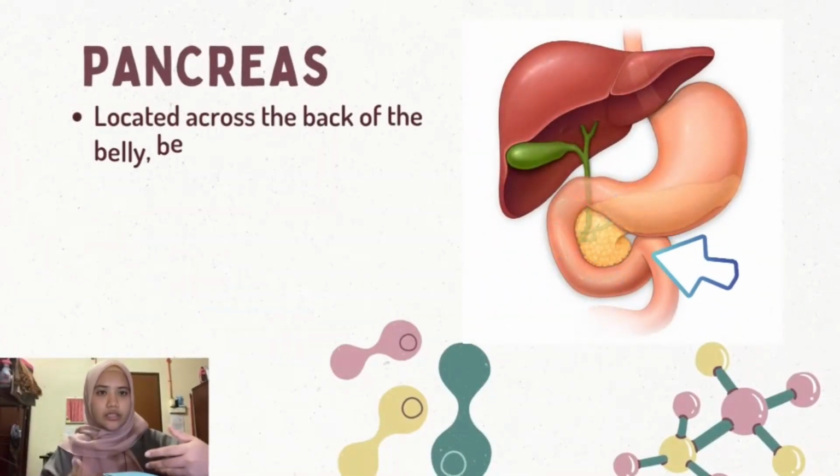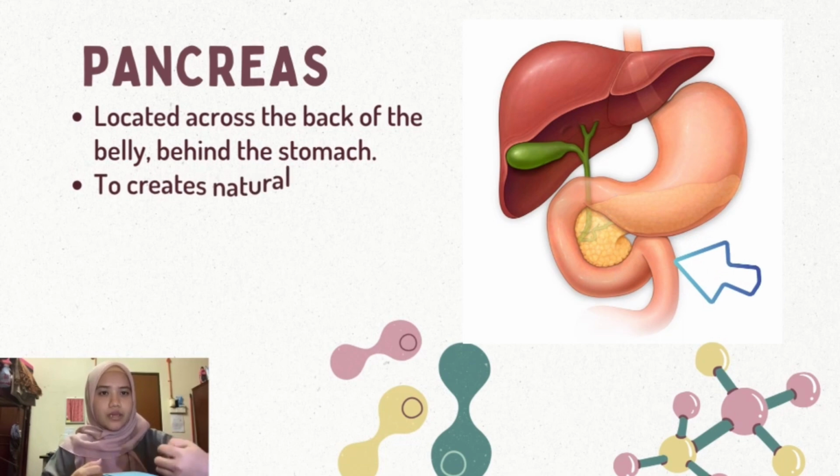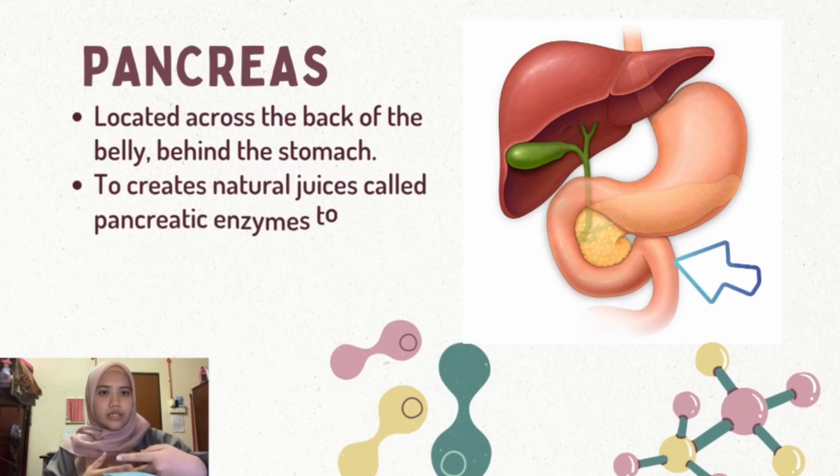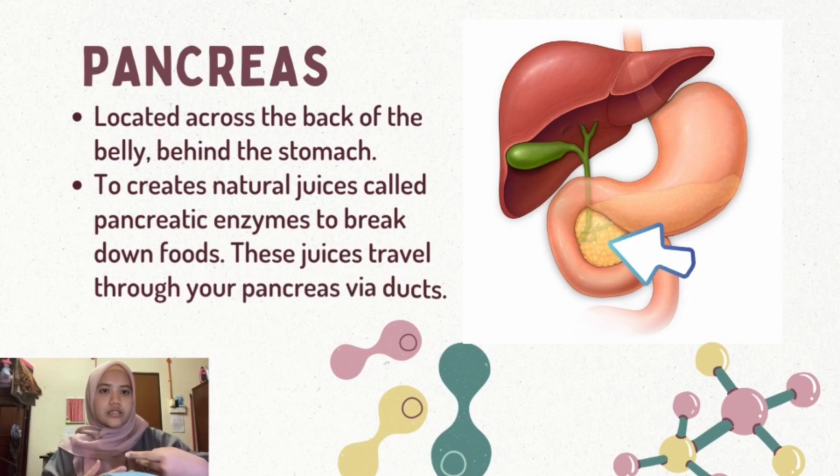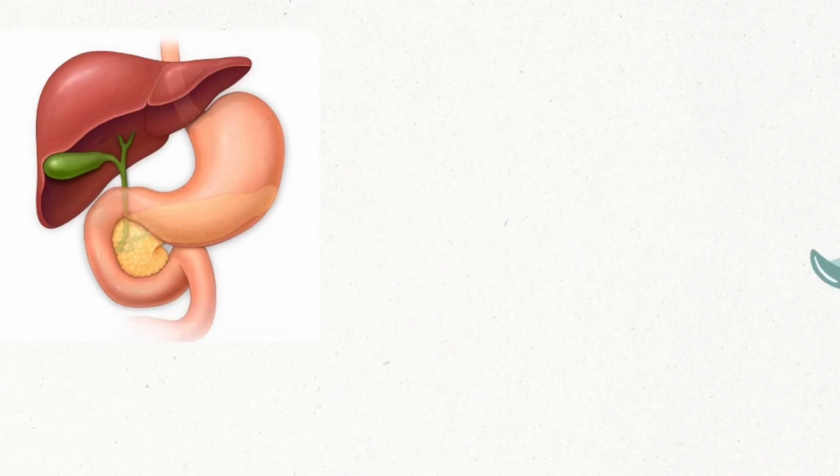It is located across the back of the belly behind the stomach. It is to create natural juice called pancreatic enzymes to break down foods. This juice travels through the pancreas via ducts.